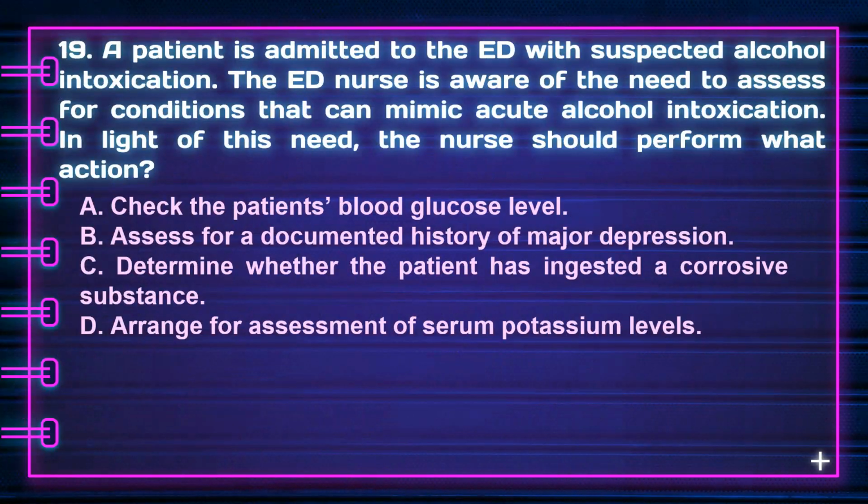19. A patient is admitted to the ED with suspected alcohol intoxication. The ED nurse is aware of the need to assess for conditions that can mimic alcohol intoxication. In light of this need, the nurse should perform what action? A. Check the patient's blood glucose level.